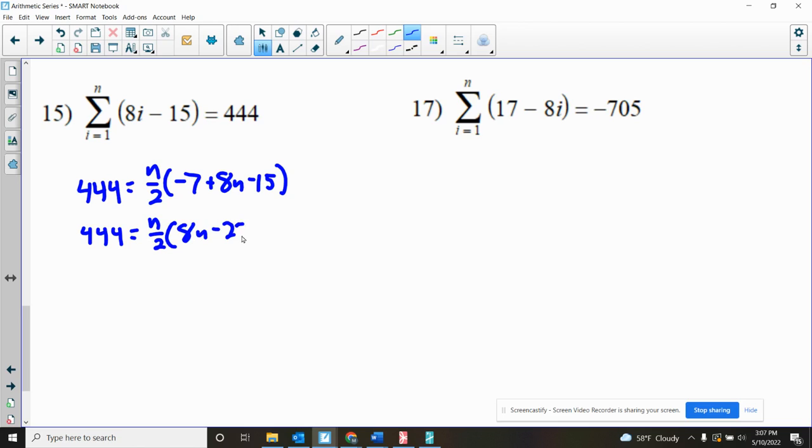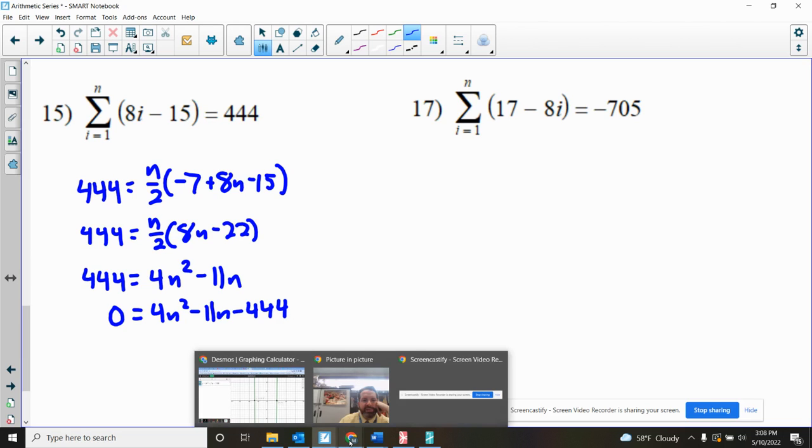Simplify in here. So 444 equals n over 2 times -7 minus 15. That's -22. Because these are both even, let's just distribute the n as it is. So 444 equals n over 2 times here. So the 8 and the 2 will reduce to 4, n to the second. The 22 and the 2 reduce to 11. Subtract the 444 over. And then let's see what we got.